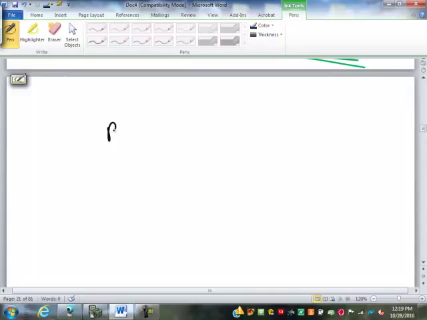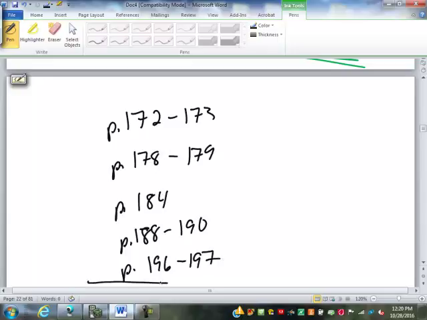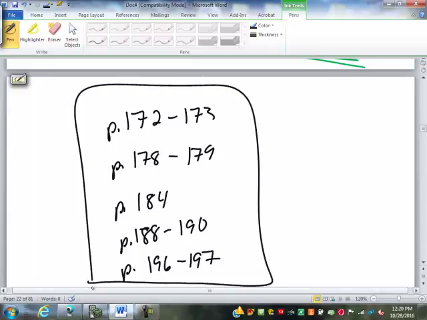Okay, a lot for you guys to think about. Homework to look at, page 172 through 173. Page 178 through 179. Page 184. Page 188 to 190. And page 196 to 197. And this does conclude our dosage calculation portion of the unit.